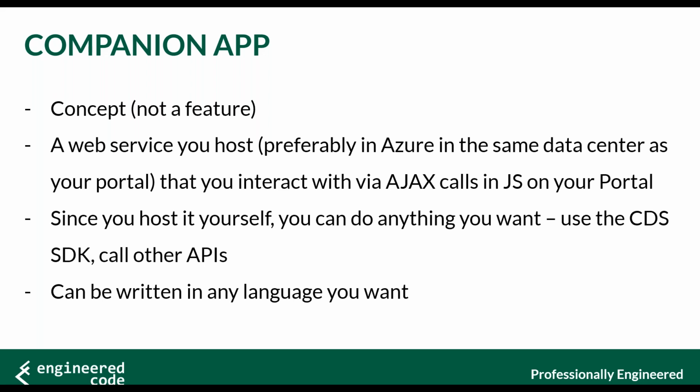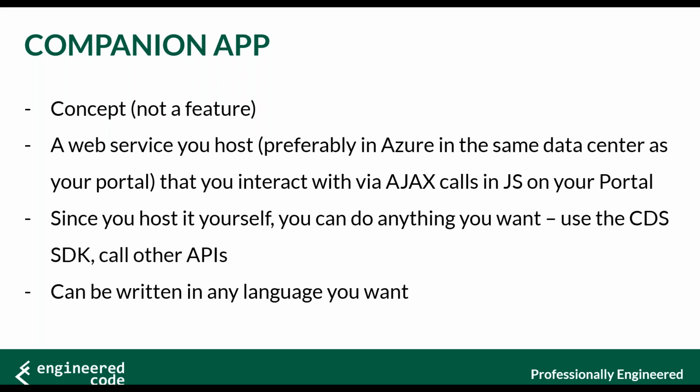So in short, a companion app is a web service that you host. You can technically host it anywhere. You can host it on your own iron. If you've got an on-premise iron you want to put it on, you can technically do that. Performance-wise, what we recommend is that you put it in the same Azure data center as your portal. But again, that's a preference. It's not a hard requirement. So it's a web service that you host that you then interact with via AJAX calls in JavaScript on your portal. So all of the JavaScript you write directly on your portal, you include it in the custom JavaScript areas or however you decide to do that.